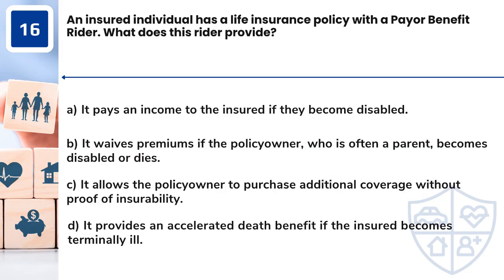Question 16. An insured individual has a life insurance policy with a Payor Benefit rider. What does this rider provide? A. It pays an income to the insured if they become disabled. B. It waives premiums if the policy owner, who is often a parent, becomes disabled or dies. C. It allows the policy owner to purchase additional coverage without proof of insurability. D. It provides an accelerated death benefit if the insured becomes terminally ill.